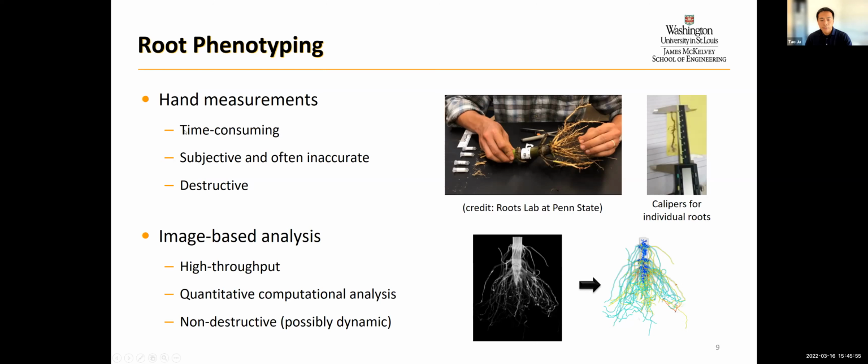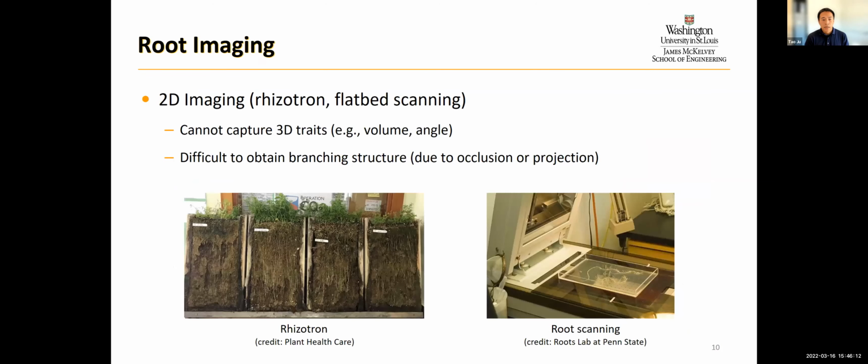So this is where my work falls in, to help plant scientists extract useful traits, information about roots from their images. And because this is about imaging, I just want to quickly give you some idea about root imaging and what kind of images we get by imaging roots. Traditional imaging uses two-dimensional methods. For example, a rhizotron offers a cross-sectional view of the soil. You can also do flatbed imaging of roots excavated from the ground. These two-dimensional methods, however, cannot give you traits that relate to the third dimension, for example, volume or angles and directions.